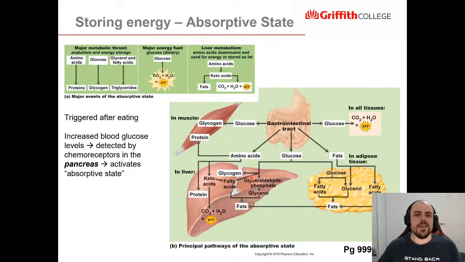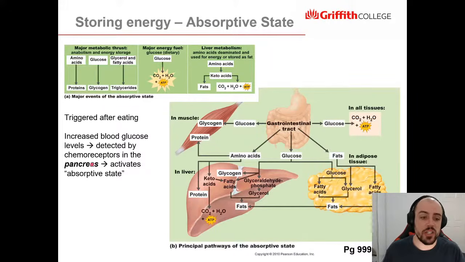Now, let us look at absorptive and post-absorptive state. This is very, very important. So, what time is it? 9:30. So, I think pretty much everyone here should be in an absorptive state, okay? This is essentially triggered after we have eaten something.